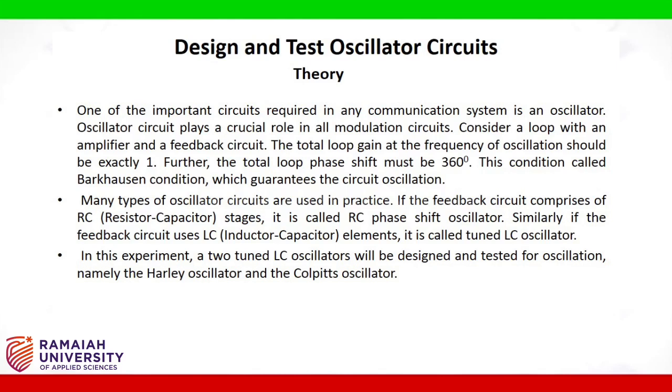Consider a loop with an amplifier and a feedback circuit. The total loop gain at the frequency of oscillation should be exactly 1. Further, the total loop phase shift must be 360 degrees. This condition is called Barkhausen condition, which guarantees the circuit oscillation.